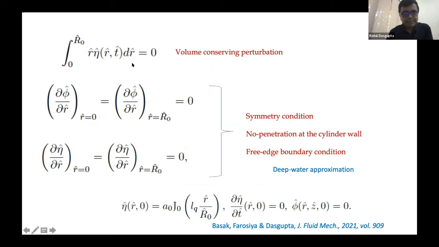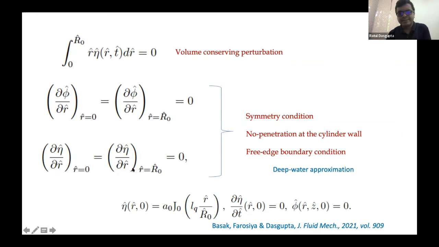Now, apart from these boundary conditions, we would like to have a volume-conserving perturbation. So that integral condition ensures that the perturbation that we impose is volume conserving. Then we also require conditions at the axis of symmetry. So this and that, both applied at r equal to 0, impose symmetry conditions at the axis of symmetry. And then we need boundary conditions at the wall. This says that the wall is a no-penetration barrier, so it does not allow any normal component of velocity at the wall.